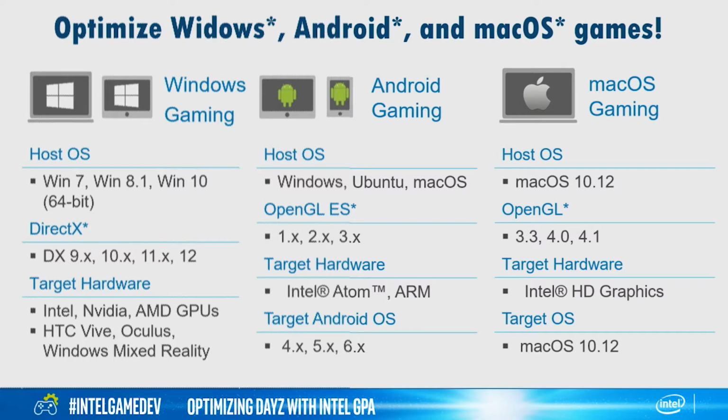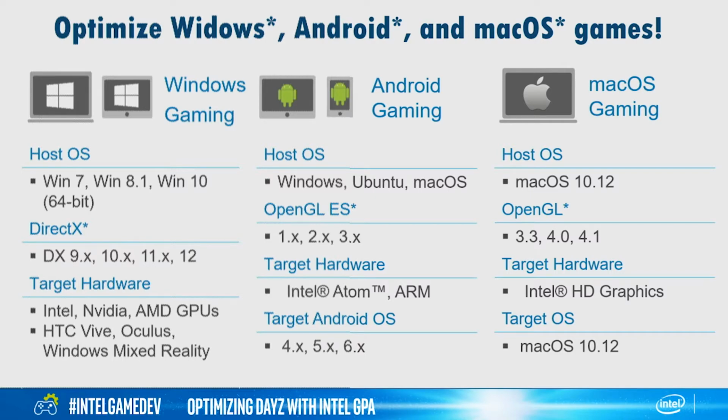So on the left-hand side, we have Windows Gaming, right? So we support pretty much all your Windows host platforms. And I guess one thing to mention here first is let's talk about how GPA works so we can understand the specs a little bit better. GPA works in what's called a host and a target architecture, right? So typically your host system is where the analyzer runs, and your target system is where your game's running.